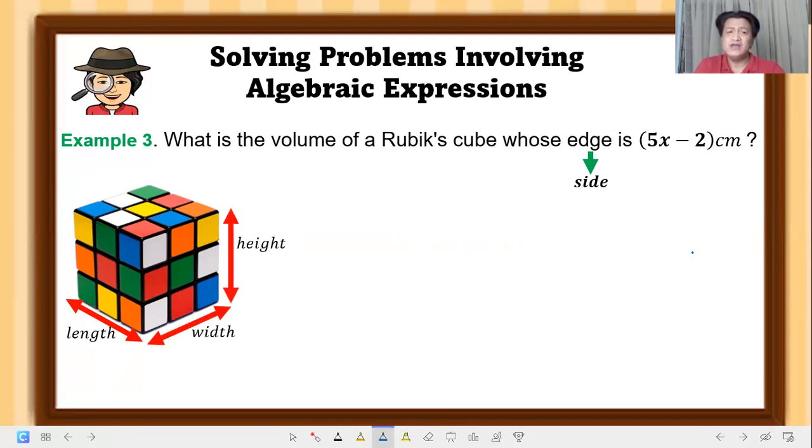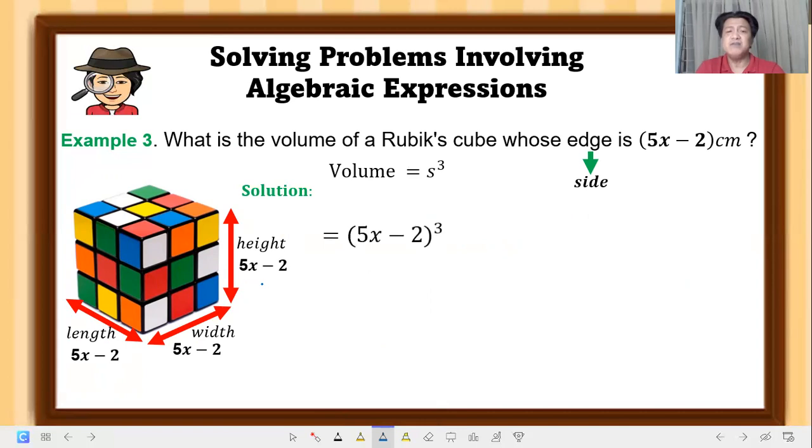Ibig sabihin yan, kung ito yung volume, or that is the, we are going to find the volume, no? Pare-parehas yung measure ng length, width, and height. So therefore, we have to write 5x minus 2 of the given sides. Okay, and then, ano ba yung ating i-apply na formula? For the volume of a cube. So s cube, ibig sabihin yan, i-multiply natin yung given side na 3 beses sa sarili niya. Kaya nga s cube. Okay? And then, our solution for this is simply 5x minus 2 cube.